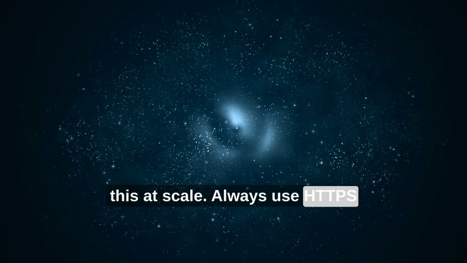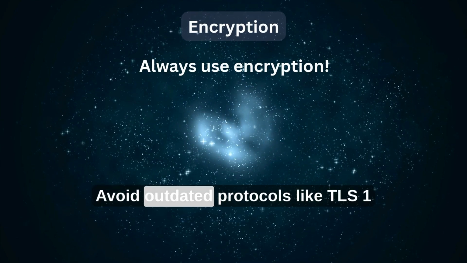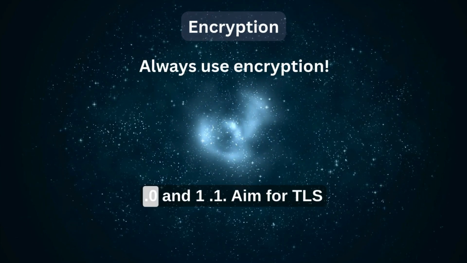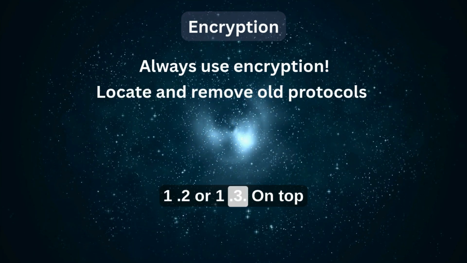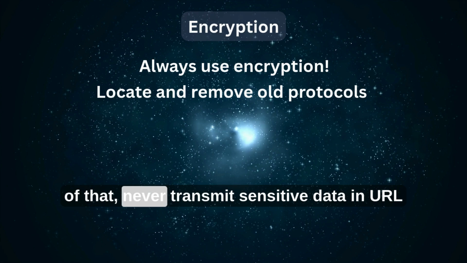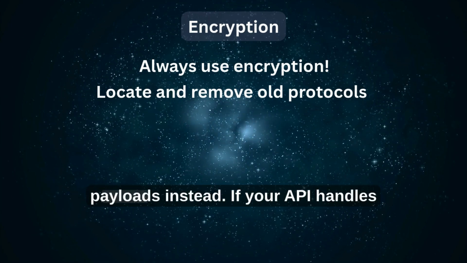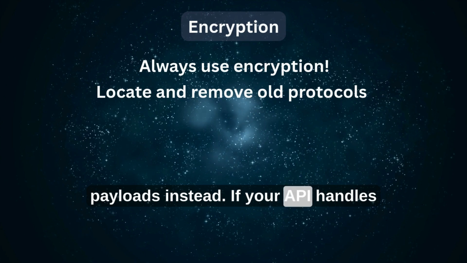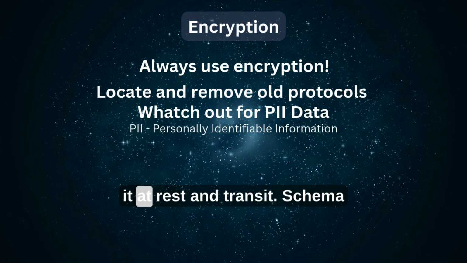Always use HTTPS with strong TLS configurations, no exceptions. Avoid outdated protocols like TLS 1.0 and 1.1. Aim for TLS 1.2 or 1.3. On top of that, never transmit sensitive data in URL parameters. Use headers or encrypted payloads instead. If your API handles PII, credentials, or tokens, encrypt it at rest and in transit.